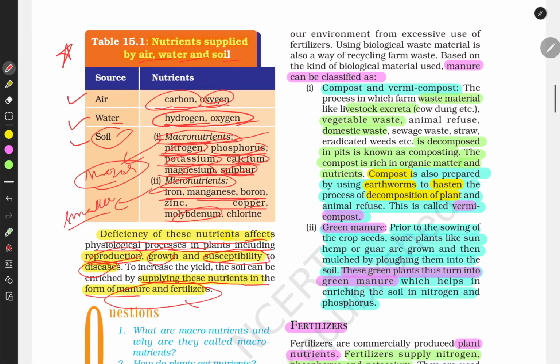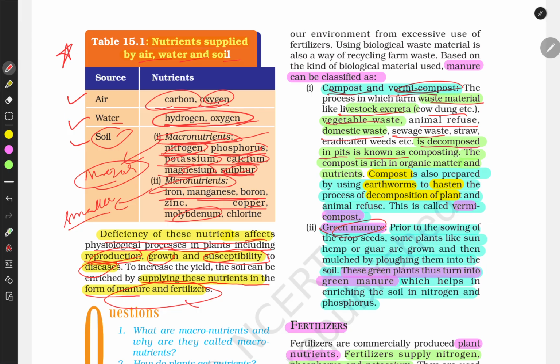And manure can be classified into two categories. One is compost or vermicompost, and second is green manure. What is compost and vermicompost? Waste material like livestock excreta, cow dung and buffalo dung, vegetable waste, animal refuse, domestic waste and sewage waste is decomposed in a pit.